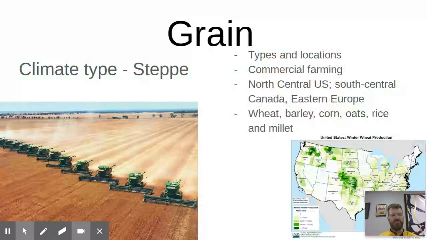All right, so different types of crops. Grain crops, right? The climate type is usually steppe, and you can see on the map of the United States, that's in places like Kansas, Nebraska, North Dakota, South Dakota. Usually this is commercial farming. It's extensive because you can see in the picture, it takes up a large amount of land. Other places in the world, South Central Canada, just an extension north inside the United States. Eastern Europe does it too. And then you see the different types of grains: wheat, barley, corn, oats, rice, and millet. Rice and millet really wouldn't happen in the type of climates in the United States, at least in the western part of the U.S.